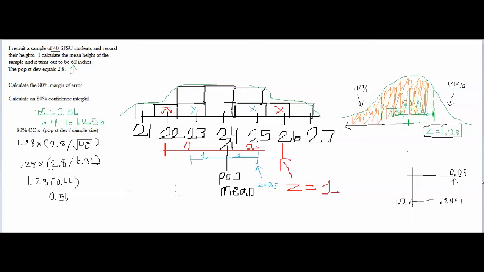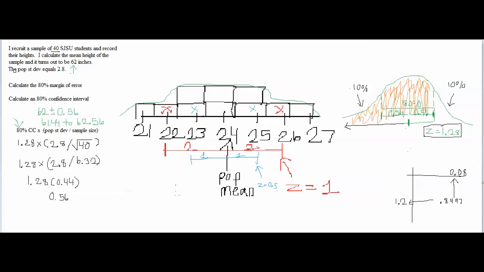In order for us to calculate this confidence interval with this formula down here, you could see that we had to have the population standard deviation. This formula was for the 80% margin of error. And once we got the 80% margin of error, we added and subtracted the answer to the sample mean to get the confidence interval. But in order for us to do any of this, we had to have the population standard deviation.